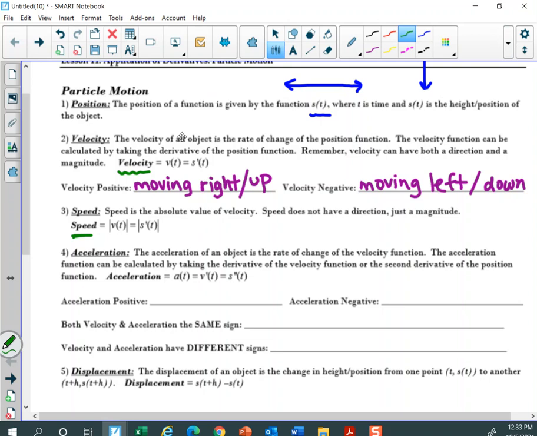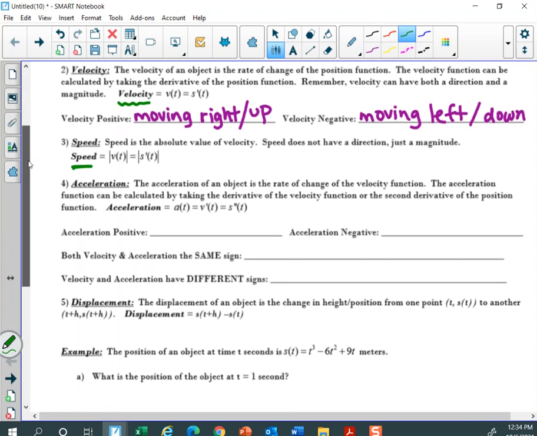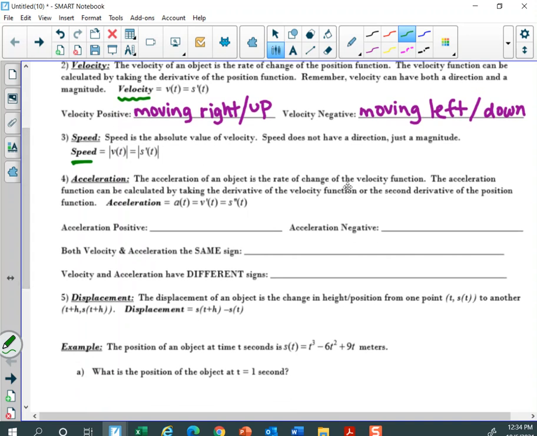So if I have a position function, a function that describes an item's position, by taking the derivative of that function, I can measure the velocity of that particular item at any point in time. If I then take the second derivative, or the derivative of the velocity function, or the second derivative of the position function, I will get the acceleration. And this acceleration is going to measure the rate of change in velocity.